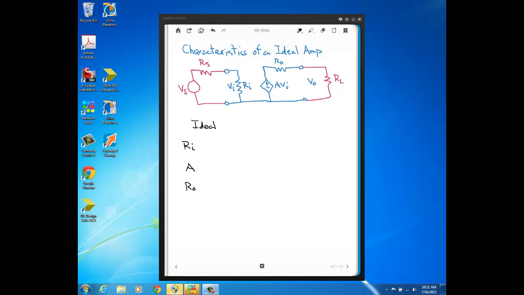This lecture is on the ideal characteristics of an amplifier, and what we want to do in this lecture is come up with the ideal values of input resistance, open loop gain. Okay, so A here stands for open loop gain, and we'll talk more about what's meant by open loop in future videos, but for right now just know that that's what it's called. And this is just a constant.